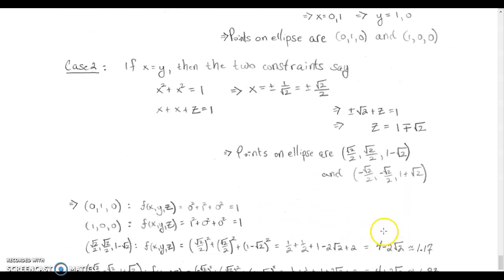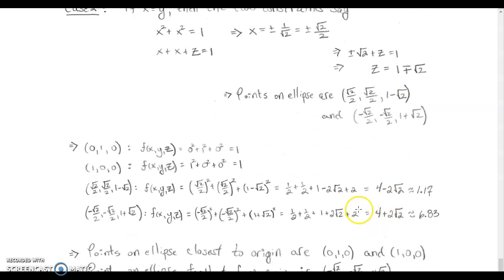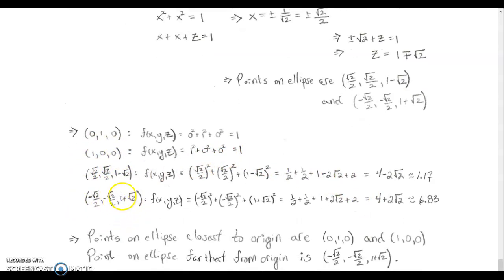So then you just check all the points, and you find out that the farthest from the origin is this point right here. The minus square root of 2 over 2, minus square root of 2 over 2, and 1 plus square root of 2 is the farthest from the origin, about 6.83 units. And the closest to the origin are both of these points, 0, 1, 0 and 1, 0, 0.